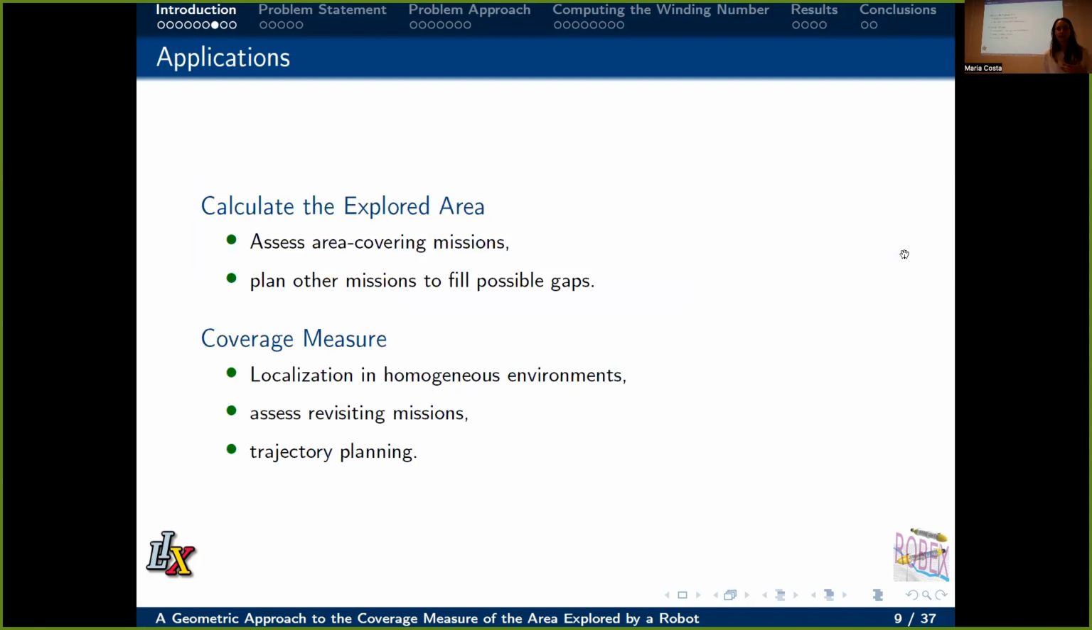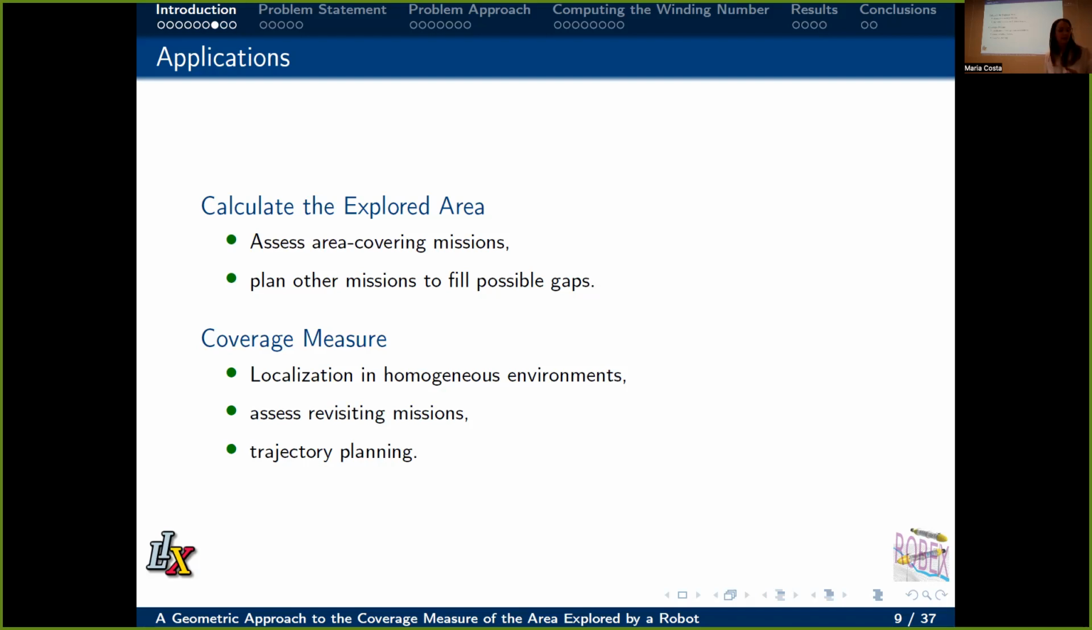Okay, so why do we want to do this? First, we want to calculate the explored area. The main application is to assess area coverage missions. An area coverage mission is a mission where the robot is required to cover with its sensors or tools a whole area of interest. If you have autonomous vacuum cleaners in your home, you probably already saw this. In the underwater environment, we will be using these missions in the search of wrecks, to do hydrographic surveys, and also in the search of potential threats like underwater mines.